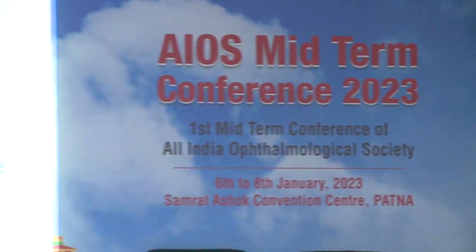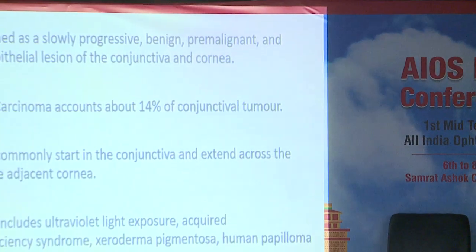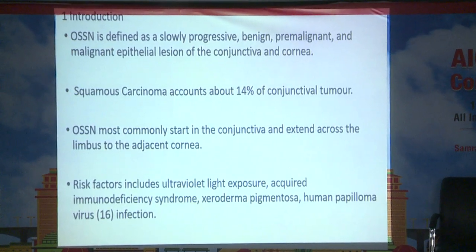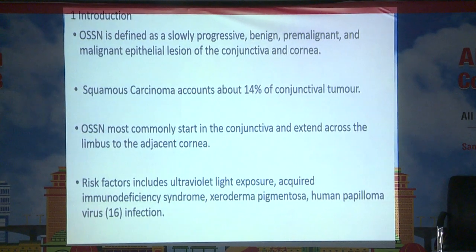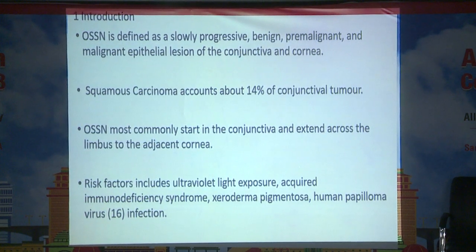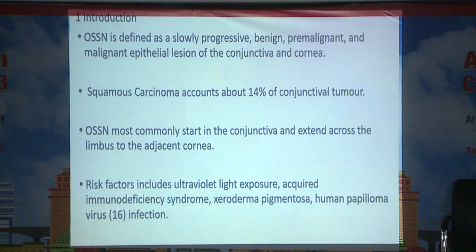First of all, what is OSSN? Ocular surface squamous neoplasia is defined as slowly progressive benign, premalignant and malignant epithelial lesions of the conjunctiva and cornea. Squamous carcinoma accounts for about 40% of conjunctival tumors. OSSN most commonly starts in the conjunctiva and extends across the limbus to the adjacent cornea. Basically, it starts from the conjunctiva and extends toward the cornea.